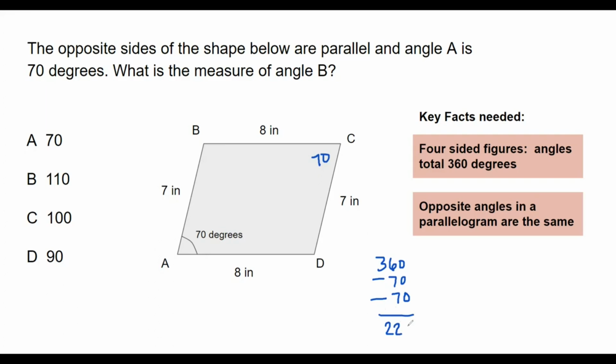That's 220 degrees. Now, if we know that B and D are equal and that they total 220 degrees, then we just have to divide by 2. 220 divided by 2 is 110 degrees. 110, and angle D is also 110, and we could add these all up and make sure that they equal 360, and they do. And here is our answer over here, B, 110.